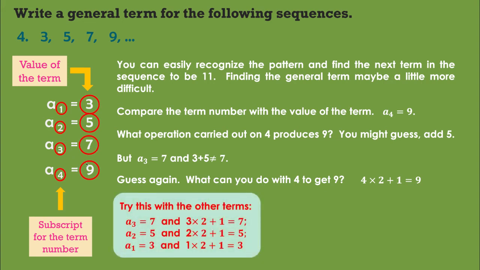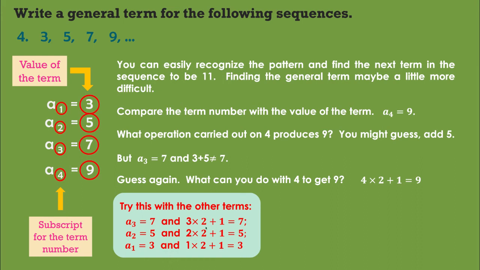So your a sub 3 is 7. Okay? So get this 3 subscript. 3 times 2 plus 1 is 7. So check. Your second term is 5. So let's check: 2 times 2 plus 1 equals 5. Check. The first term is 3. Let's check: 1, the term number, times 2 plus 1, that is equal to 3.